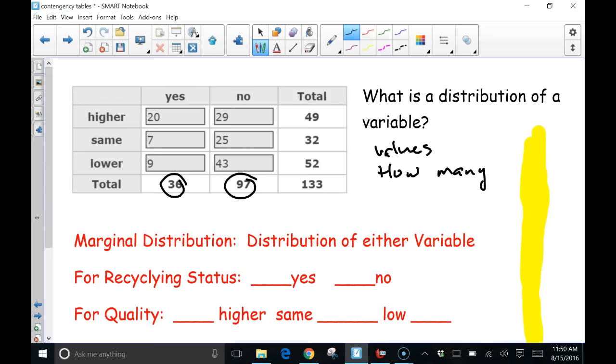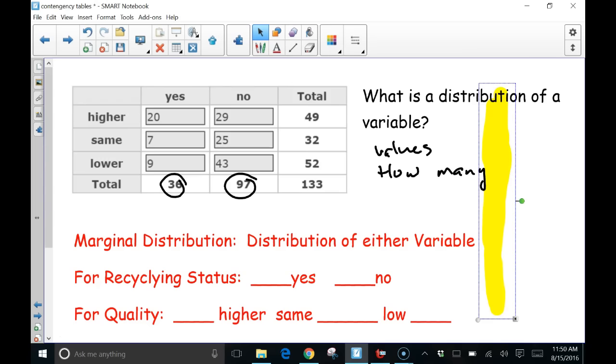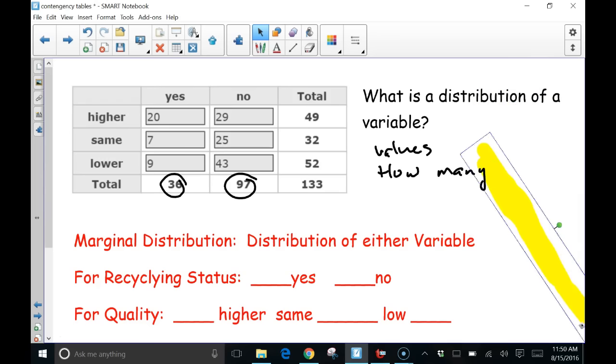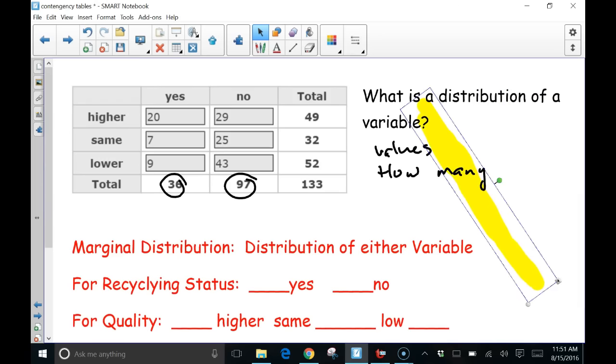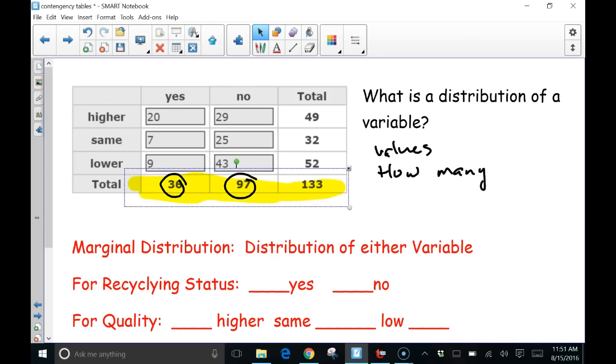If you look at this, you can see that these values that I just gave you are in the margin of the contingency table. What this basically means, sorry about this, I'm just trying to turn this around on my little screen here. There we go, is that the totals are 36 and 97. This is a marginal distribution because we can find these values in the margin.